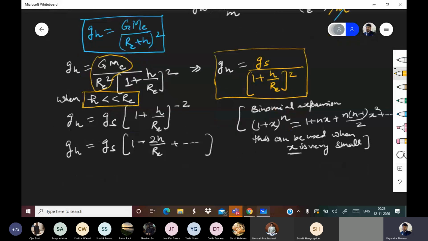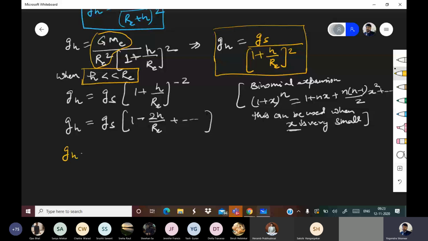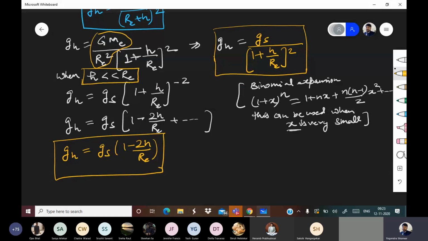So when we solve this further, GH will be GS into 1 minus twice H upon RE, because other terms will be negligible. So this will be the formula which we are going to use, provided the height of point P is very less from Earth's surface. Let me call this equation 3. So equation 3 gives acceleration due to gravity.